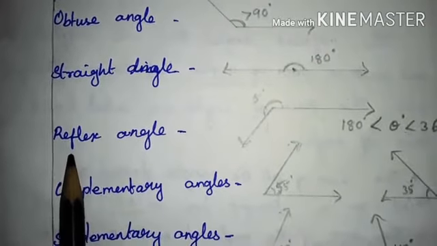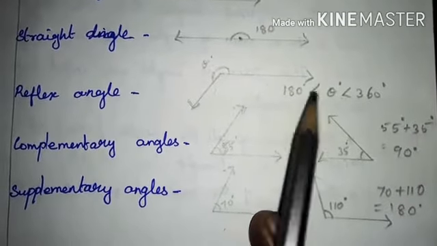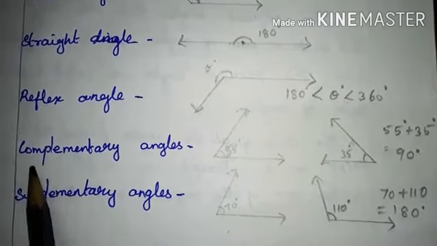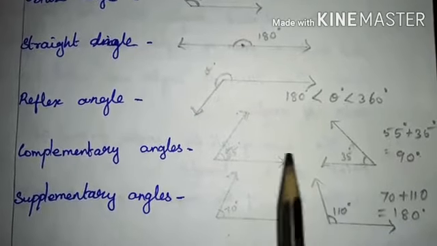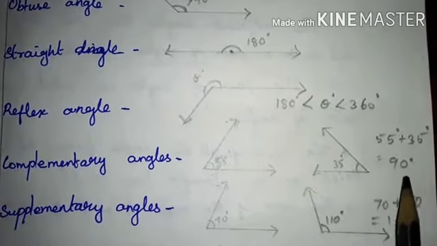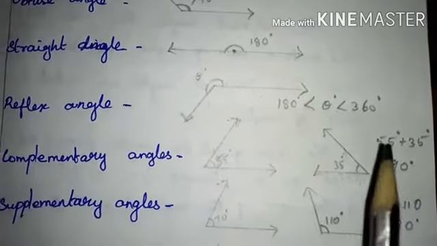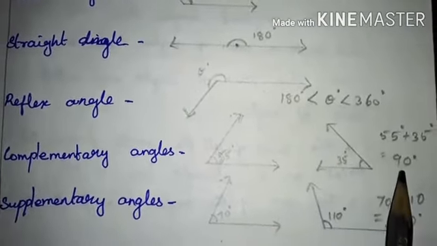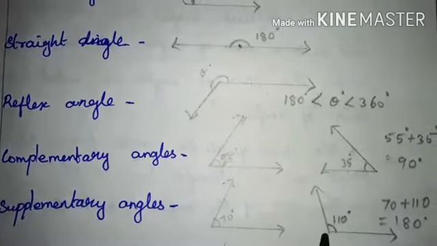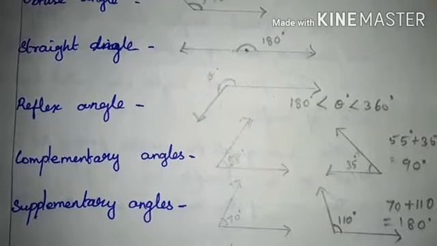The sixth angle we are going to see is a reflex angle. For a reflex angle, the angle is greater than 180 degrees but less than 360 degrees. The next one is complementary angles. By seeing these two angles, if we add these two angles, that is 55 plus 35, we will get the sum as 90 degrees. Then we say these two angles are complementary angles. That is, if the sum of any two angles is equal to 90 degrees, then we call them complementary angles. If the sum is equal to 180 degrees, then we call them supplementary angles.